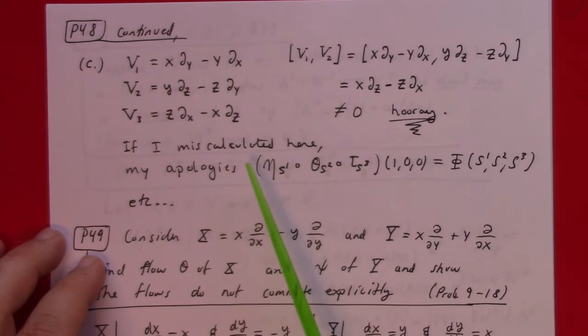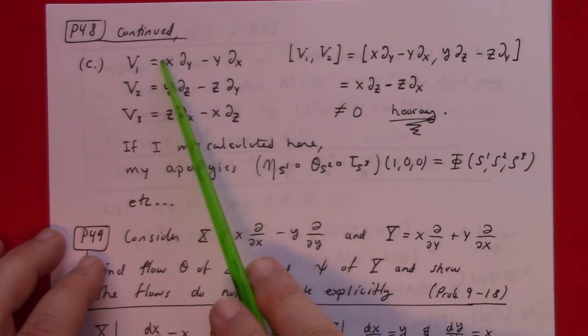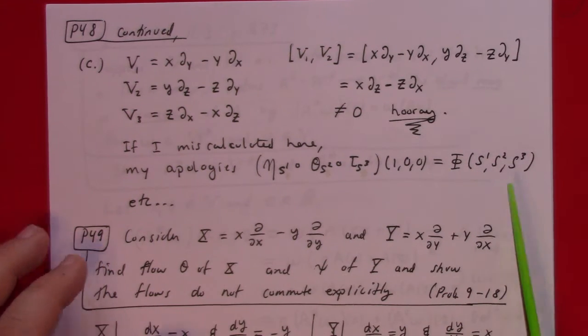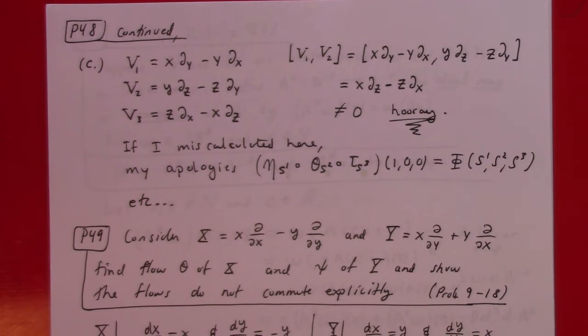If I miscalculated here, that might be interesting, because then we'd have 3 coordinates, so we'd have to do the composition of not 1, not 2, but 3 flows to get the phi of S1, S2, S3, and then same kind of thing.